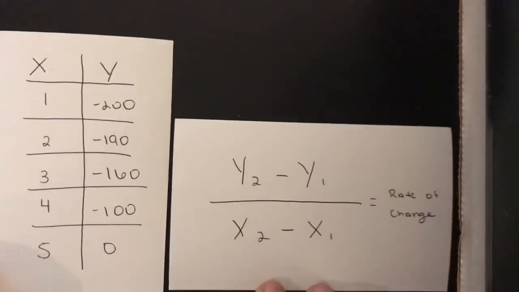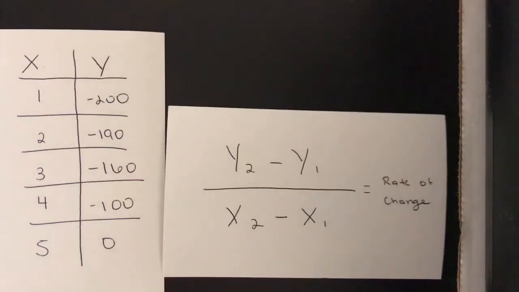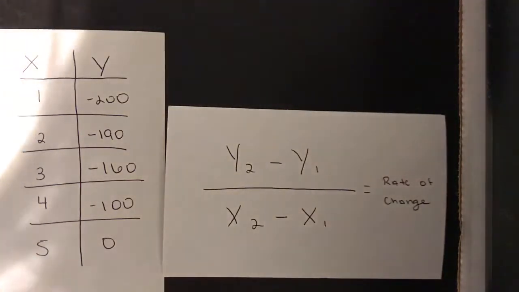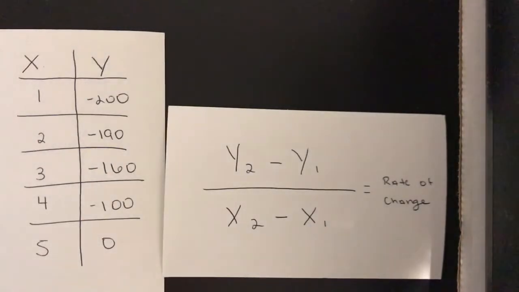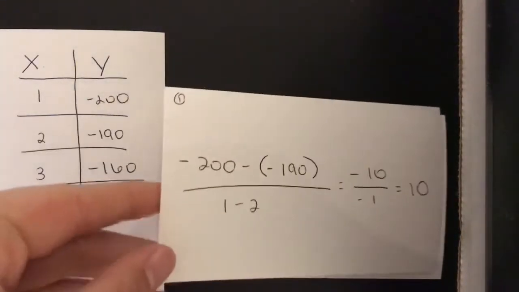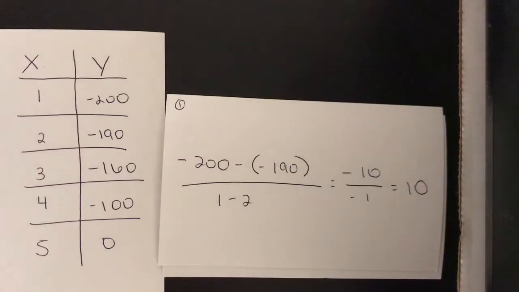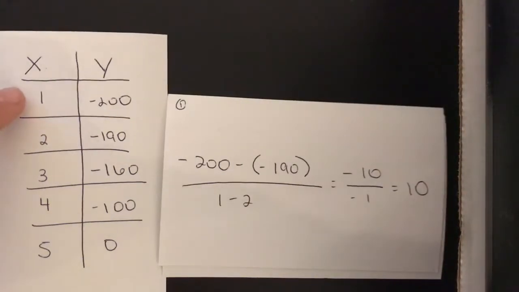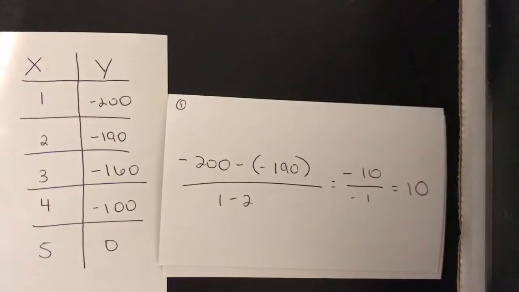So now that we know that the function is increasing, we can determine whether it is concave up or concave down. To do that, we have to use this formula, which is the rate of change. So we're looking at y2 minus y1 divided by x2 minus x1. For the first one, I chose negative 200 as my y2 and negative 190 as my y1. And then I used the corresponding x value, so it'd be 1 minus 2.